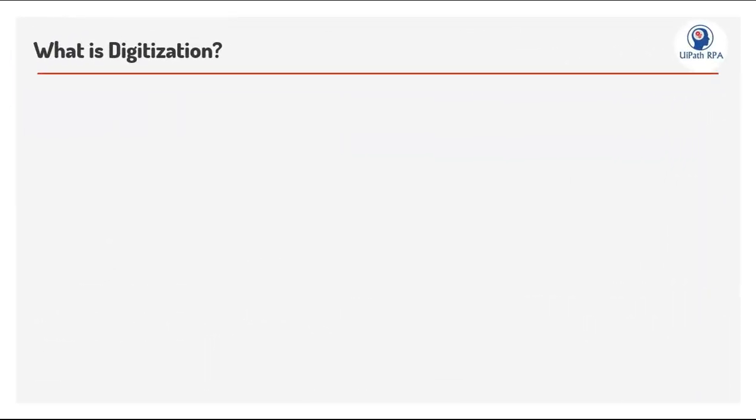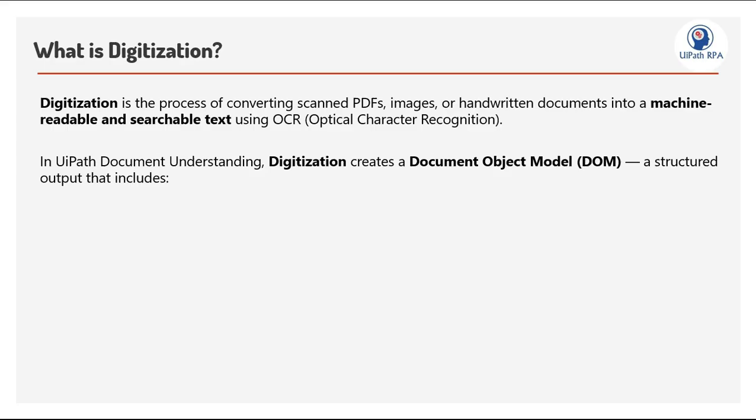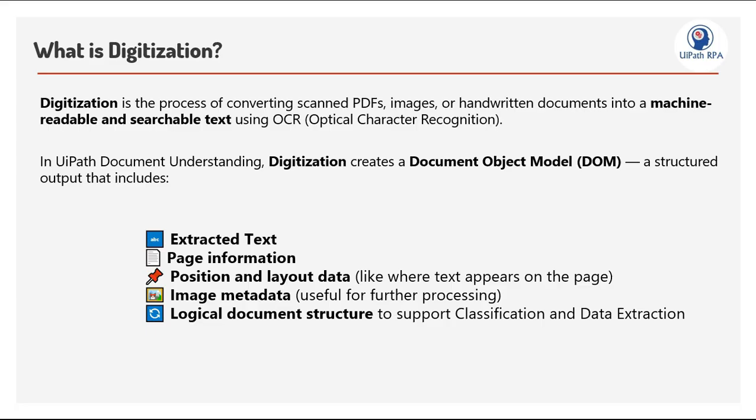What is digitization? Digitization is the process of converting scanned PDFs, images, or handwritten documents into machine readable and searchable text using OCR, that is optical character recognition. In UiPath Document Understanding, digitization creates a Document Object Model, that is DOM. That is a structured output that includes extracted text, page information, position and layout data, like where text appears on the page, image metadata, which is useful for further processing, and logical document structures to support classification and data extraction.